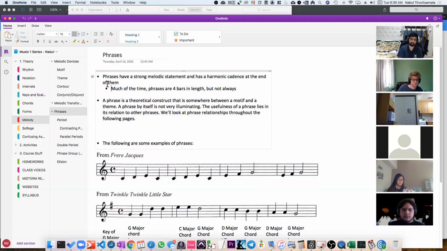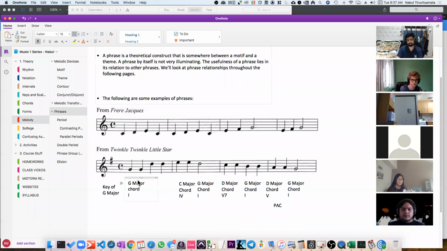That's one way a phrase can be differentiated from a motif, because a motif might have a strong melodic statement, but it doesn't necessarily have a strong cadence at the end. And a theme might have several strong melodic statements and several harmonic cadences. So I think that's the middle ground that a phrase lives in. It has both of those properties. So for instance, here's the melody of Twinkle Twinkle Little Star.